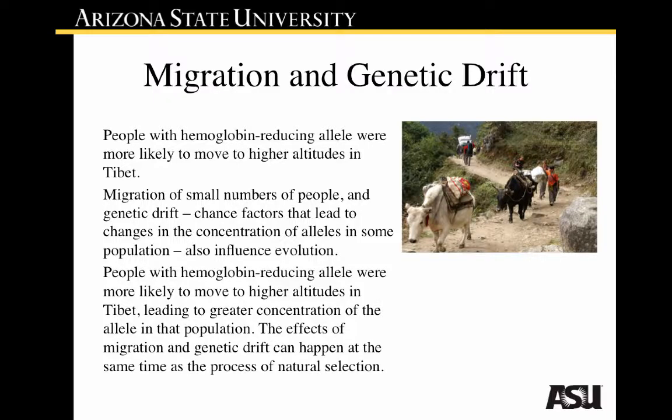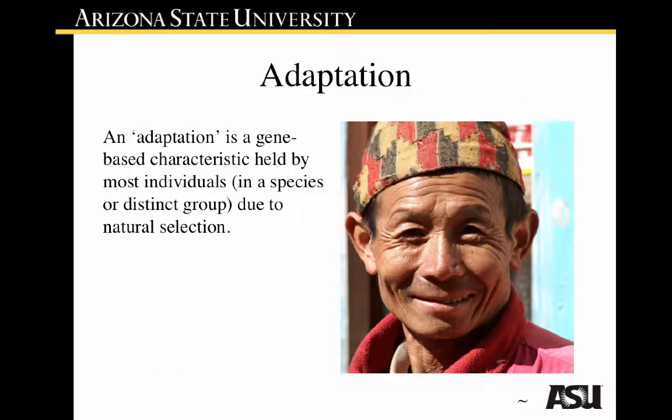People with the hemoglobin reducing allele were more likely to move to higher altitudes, which led to greater concentrations in that population. And the effects of migration actually happened at the same time as natural selection. So an adaptation is then a gene-based characteristic held by most individuals in a species or a distinct group due to natural selection. And that seems to be what happened here with these mutations and the ethnic Tibetans.